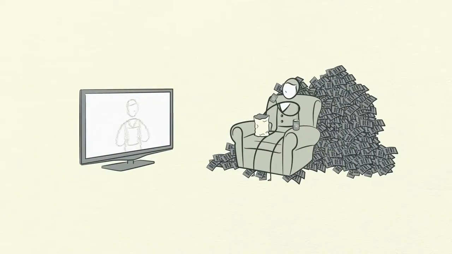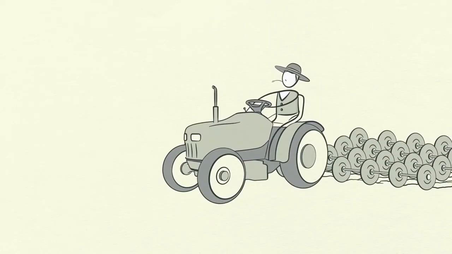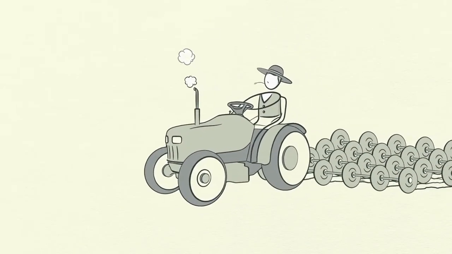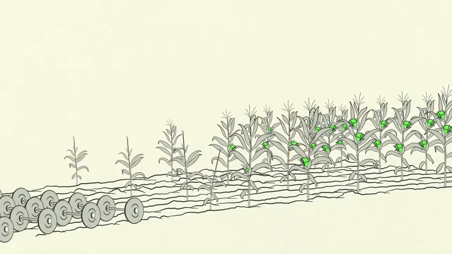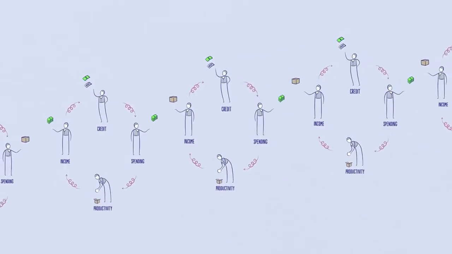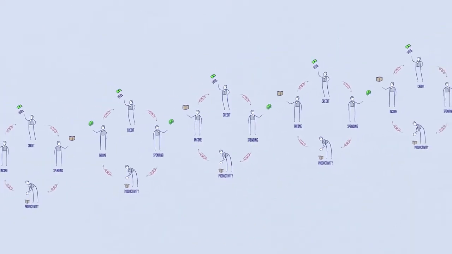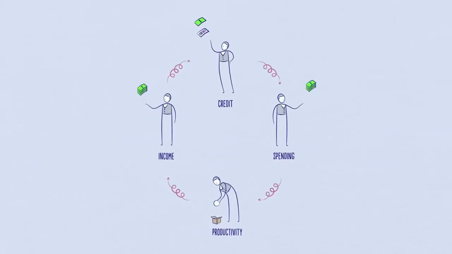For example, if you borrow money to buy a big TV, it doesn't generate income for you to pay back the debt. But if you borrow money to, say, buy a tractor, and that tractor lets you harvest more crops and earn more money, then you can pay back your debt and improve your living standards. In an economy with credit, we can follow the transactions and see how credit creates growth. Let me give you an example.